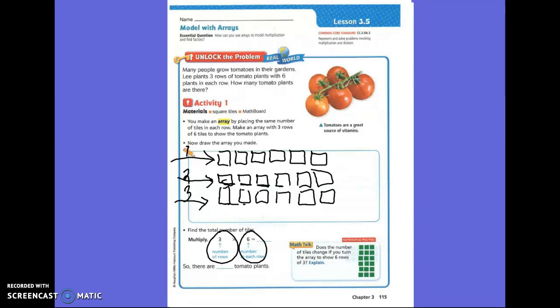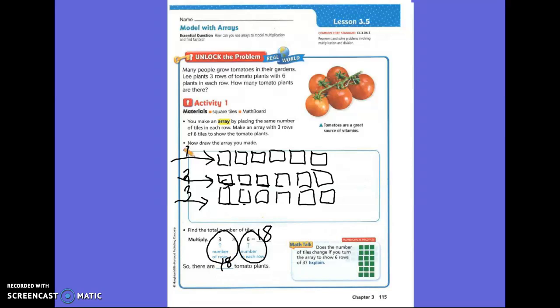What does 3 times 6 equal then, if you're looking at your chart or your array? 3 sixes is how much? 6, 12, and so there are how many tomato plants? Let me find out. 18.